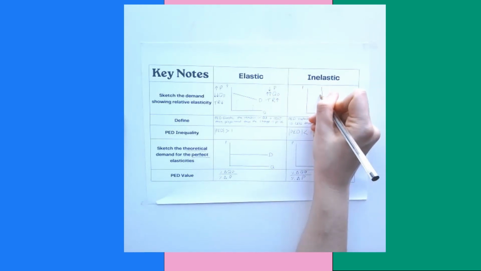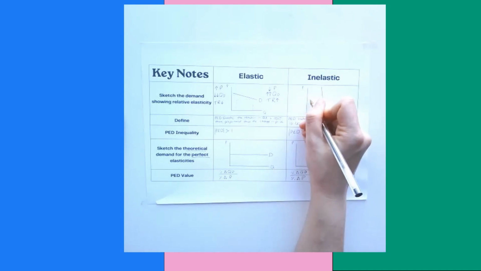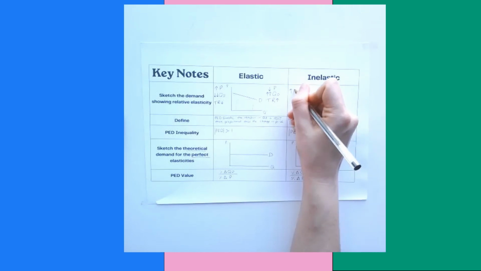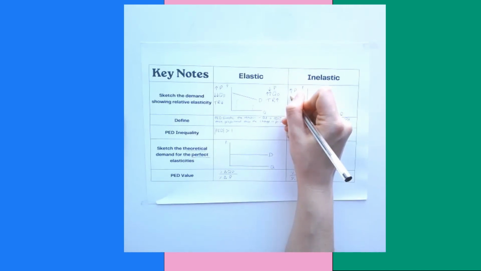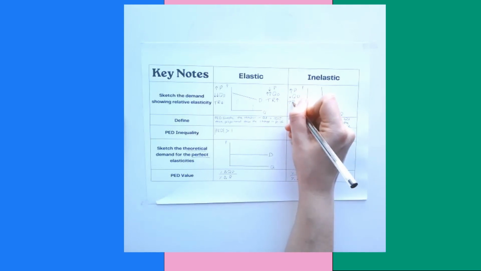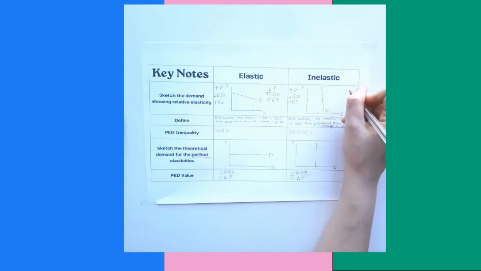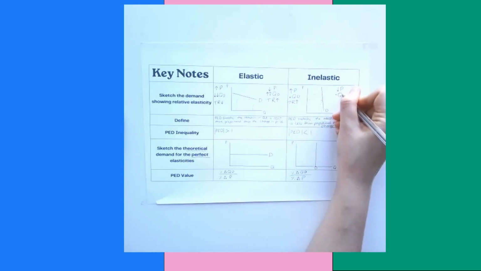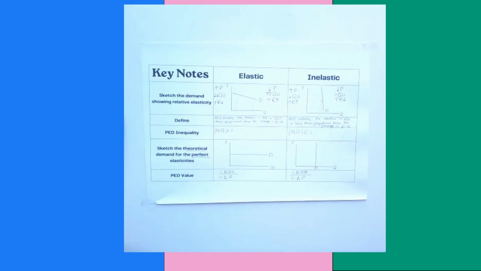For an inelastic curve now, if we saw an increase in price, we'd see a less than proportional change in quantity demand, and so we'd see an increase in total revenue, and vice versa. If we saw a fall in price for an inelastic good, we'd see a less than proportional increase in quantity demanded, and therefore we'd have a fall in total revenue. Having these memorized is the key to being able to spot these questions in the exam.